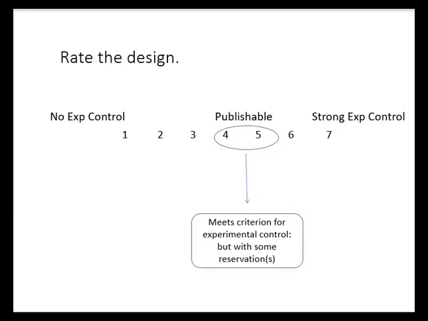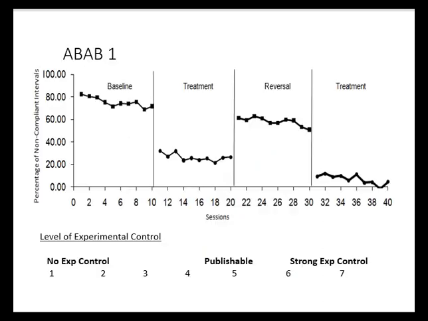So I'll show a number of graphs that use this withdrawal reversal design, and we're going to rate them on a scale from 1, where there's no experimental control, to 7, where there's strong experimental control. What we want to use in making this determination is our understanding of the standards for single case design research, possibly from the What Works Clearinghouse, from Horner and colleagues, or from the NTACT evaluation checklist.